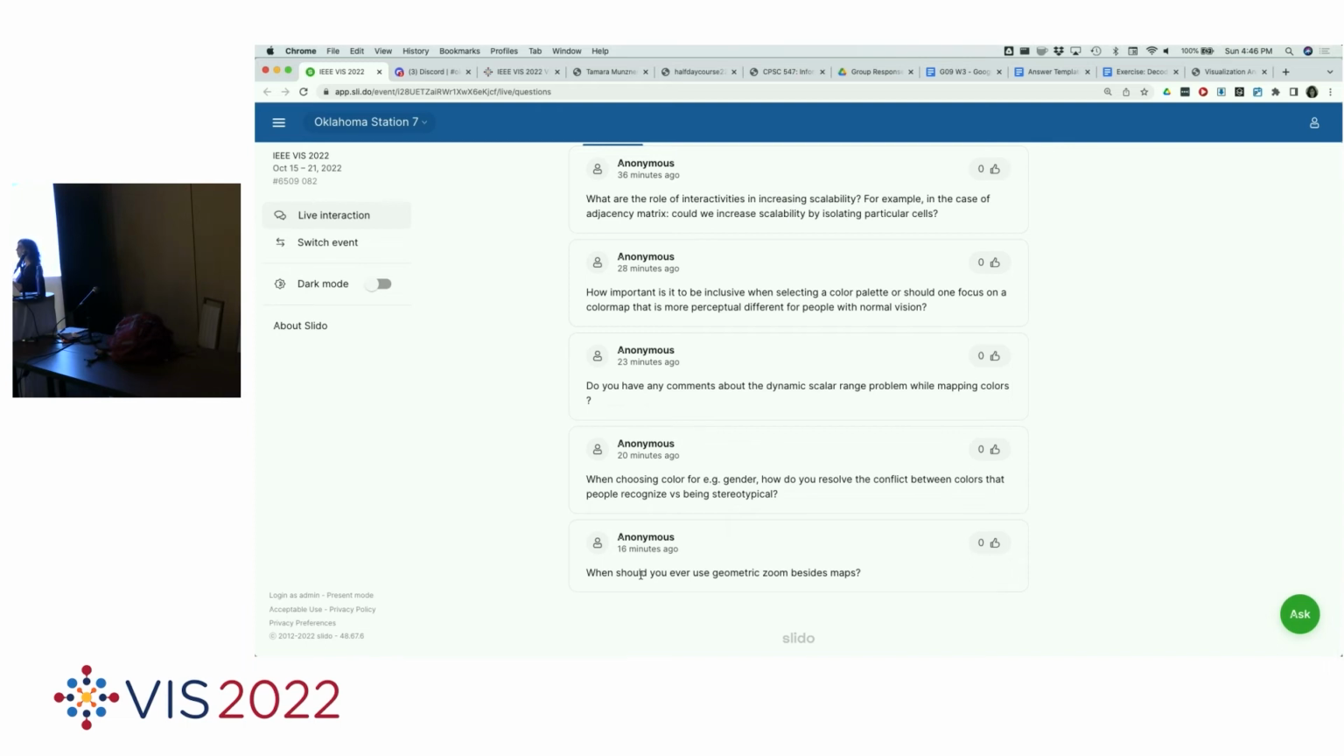So if you want to focus your attention on a smaller number of items, and there might be more detail to fill in for those, that's usually a situation where geometric zooming can make a lot of sense. So it is used quite frequently.